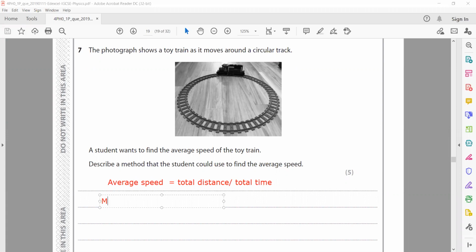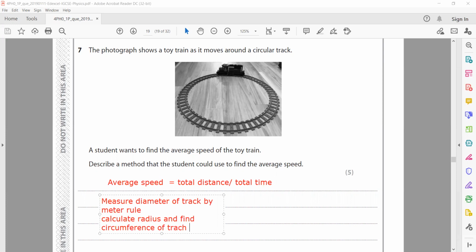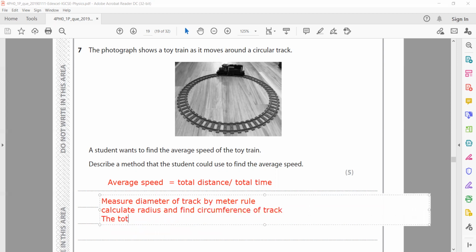do, we can measure the diameter of the track by meter rule, and after measuring the diameter we'll calculate the radius and find the circumference of the track, and the total distance is equal to the length of the track or circumference multiplied by the number of laps, like how many times the toy crosses this track or completes the track.